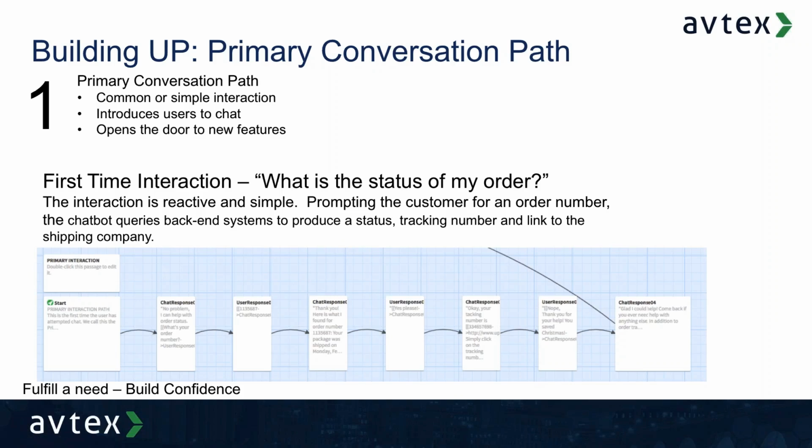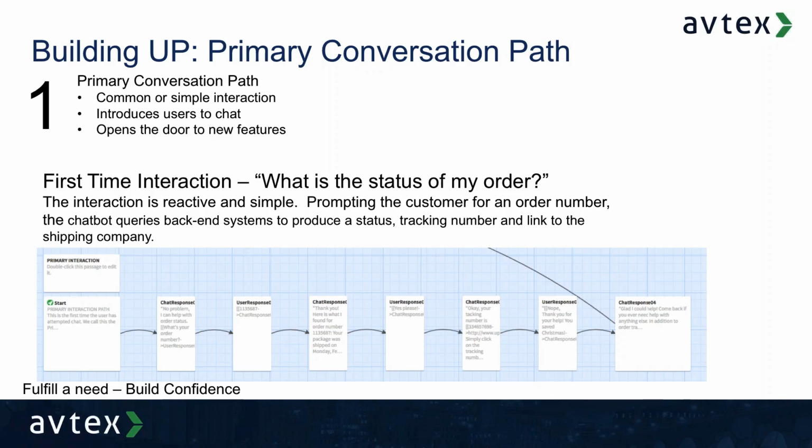So here's the primary interaction. What's the status of my order? The interaction is simple, it's reactive. We're prompting the customer for an order number, and the chatbot is going to do a query on the back end and produce some tracking information. All right. And then at the end, we've fulfilled a need, we've built some confidence, and then at the end of that interaction, we're saying, hey, thank you for using chat today. Thank you for letting us know about your need and letting us help you. By the way, did you know that we also provide online personal shopping services through this? Please come back anytime you need help finding the right piece of gear.